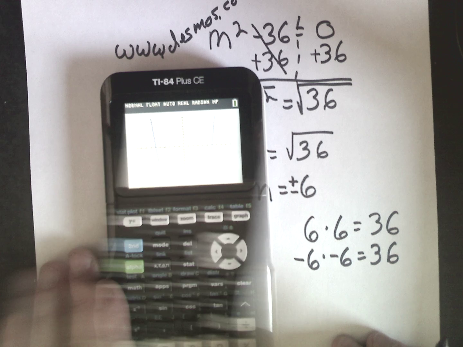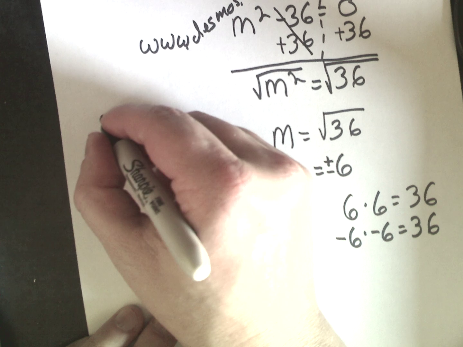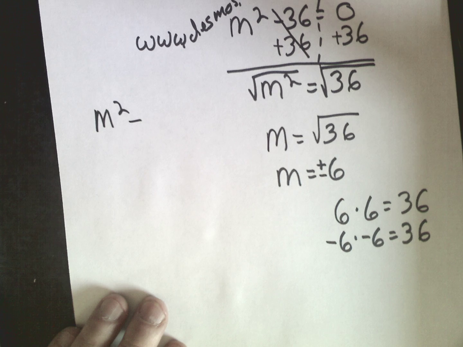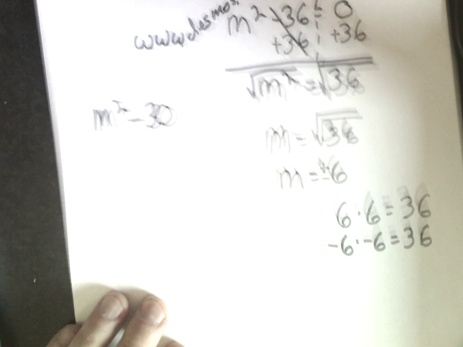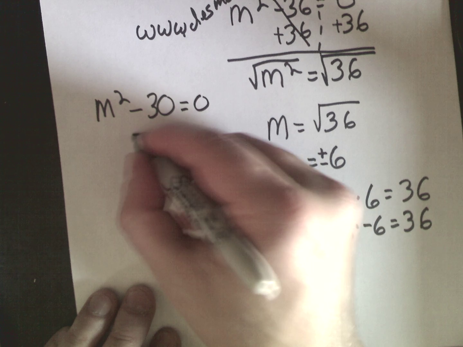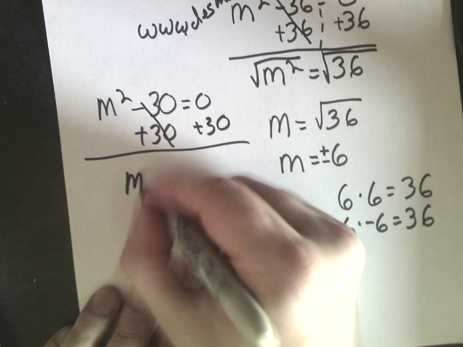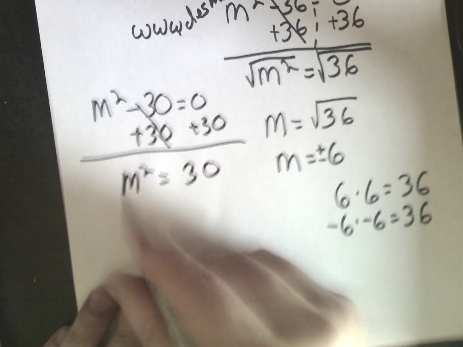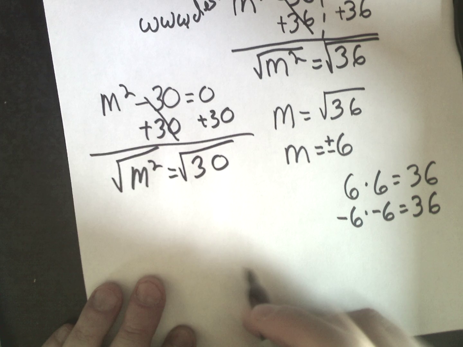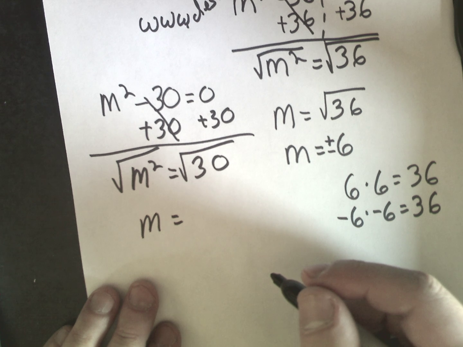Now, the one problem with this is what if the number wasn't 36? Let's take another number. We have m squared minus, let's do 30, it's a nice round number, equals 0. Okay. Do the same thing. Inverse operations. Add 30 to both sides. That cancels out. We're isolating the variable. To get rid of that square, I have to take the square root. And if I do one thing to one side, I do it to the other side. m squared becomes m. And then the square root of 30 is a very, very interesting number.